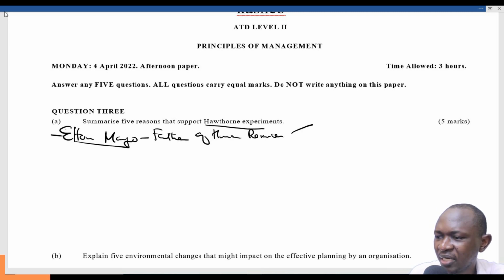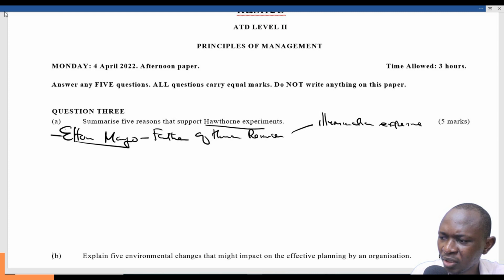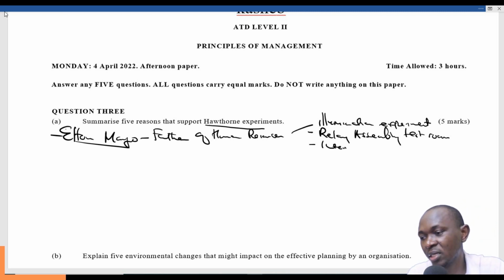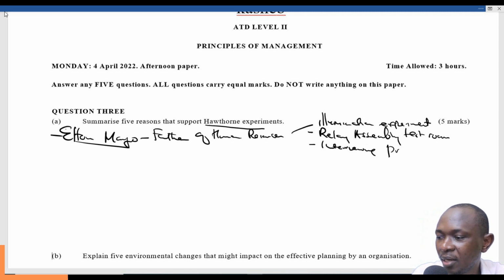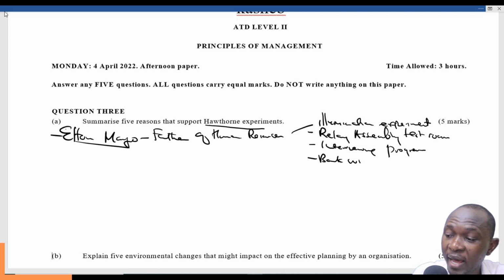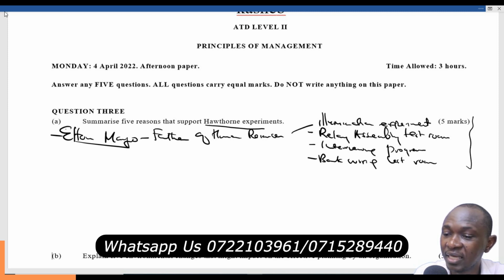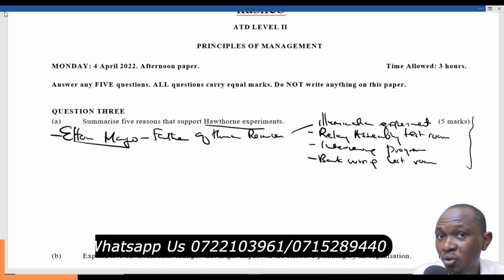Some of the experiments that he did were the illumination experiment. He did 4 major ones. The other one was the relay assembly test room. Then he also conducted the interviewing program as an experiment, and he conducted the bank wiring test room. So these are some of the experiments he conducted. Basically, they are the ones that sum up the Hawthorne experiments.